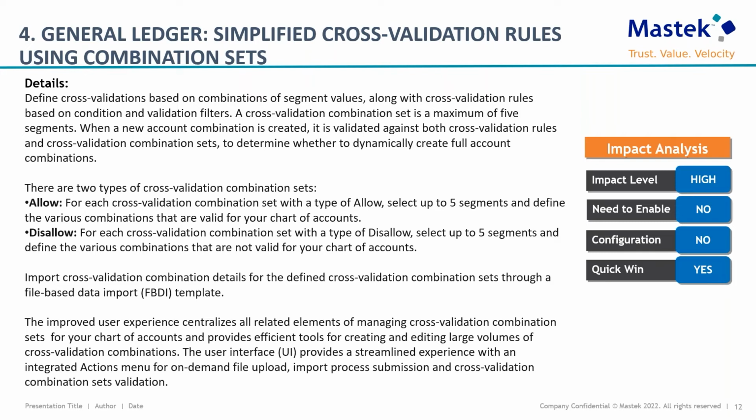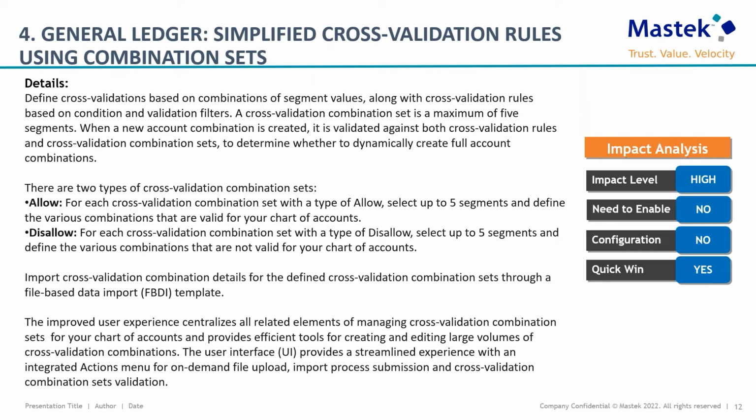So what do these combination sets do? Till now, we could define conditions in our cross-validation rule, and based on those conditions, Oracle Fusion would determine whether the accounting combination that we are trying to create is valid or not. But with the introduction of combination sets, instead of the condition, we can define a specific combination set for each cross-validation rule, and without going through the condition, the system can directly check whether the accounting combination getting created is allowed or disallowed as per the combination set.